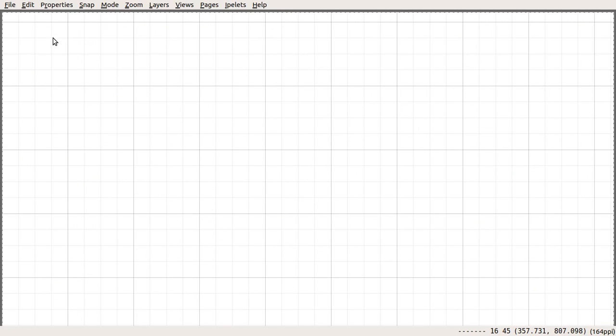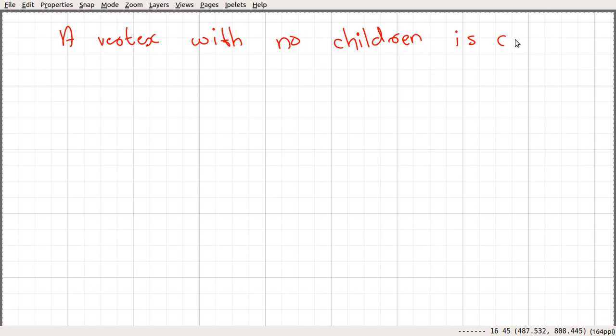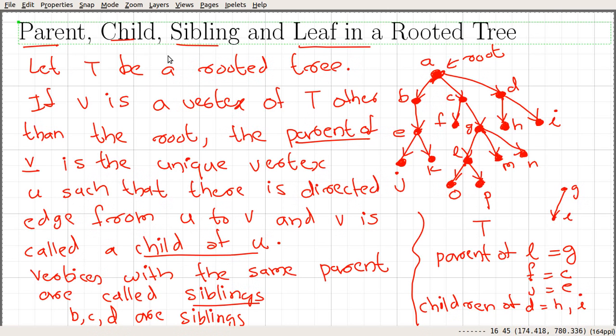So a leaf is defined to be a vertex with no children. For example, if you look into this tree, J is a leaf, K is another leaf, O is another leaf. J does not have a child, right? They do not have children.